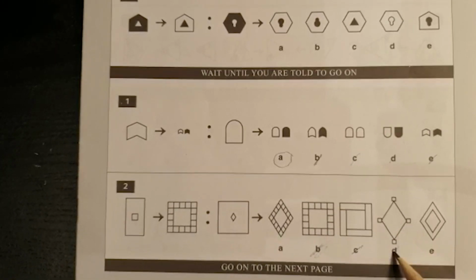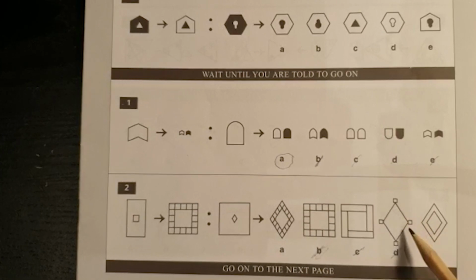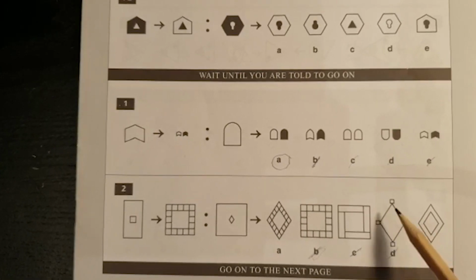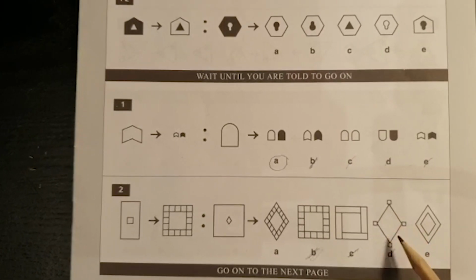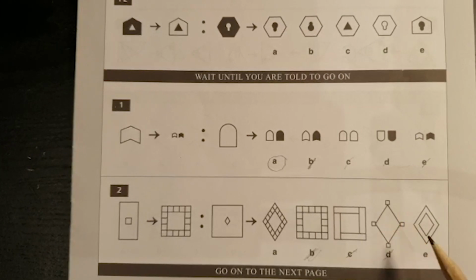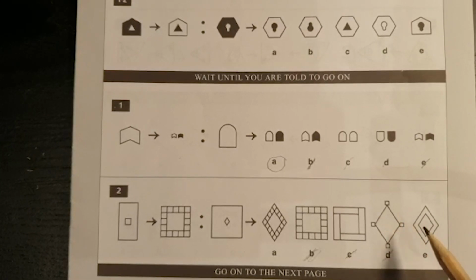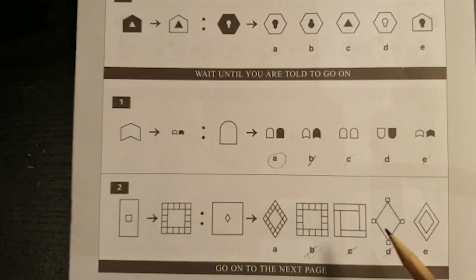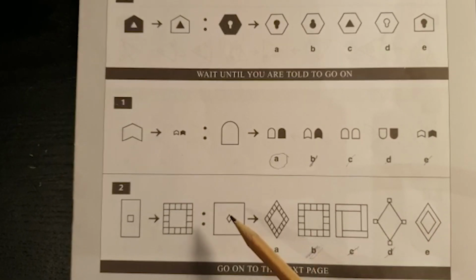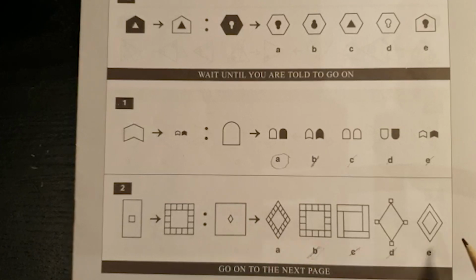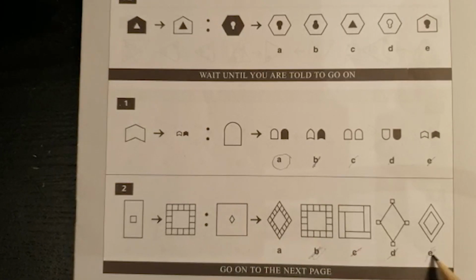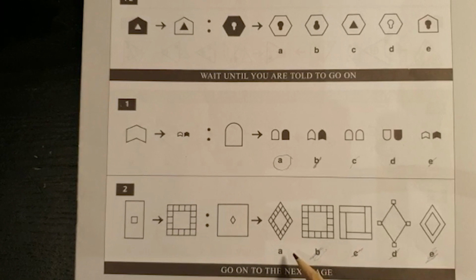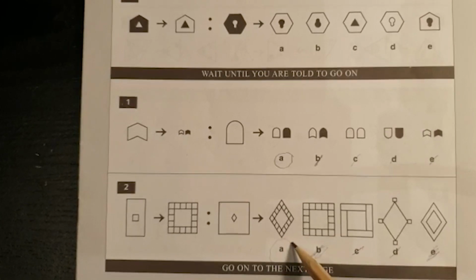Neither is D. It's got the diamond shape, but it's now got all of these squares punctuating all 4 corners of that diamond shape. This would have been fine if all the shapes along the outside were also similar to this diamond shape that we have here. So E is not the correct answer. Our correct answer here is A.